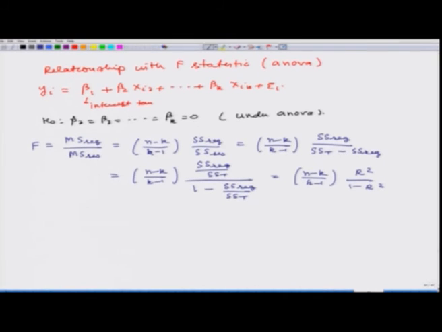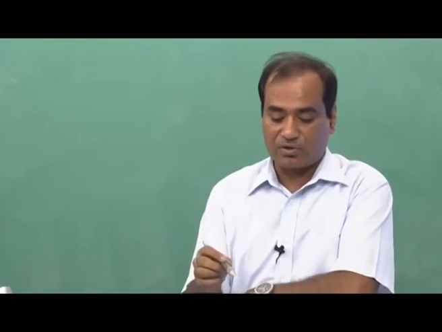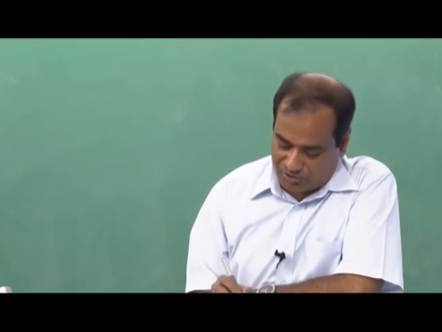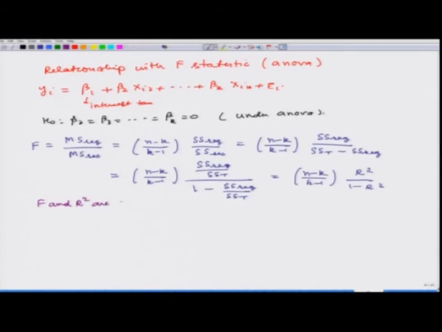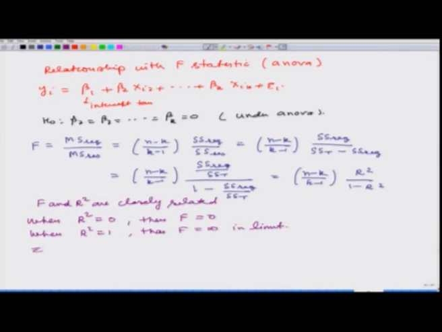So you can see that there is a closed form relationship between the F statistics of analysis of variance and R square. Both are very closely related, and they have a very close interpretation also. You see how? Suppose R square is equal to 0, then in this case F also becomes 0. And when R square is equal to 1, then F becomes infinity in the limit. So this implies that the larger the value of R square, the greater the value of F. Now what is the interpretation of this?